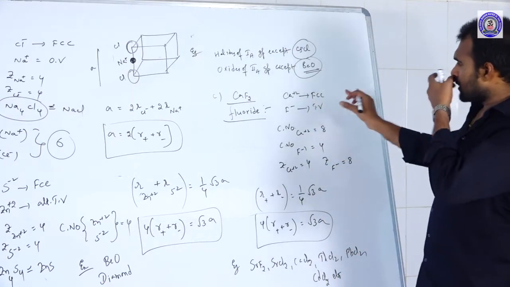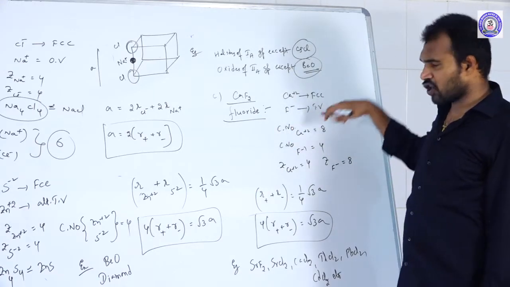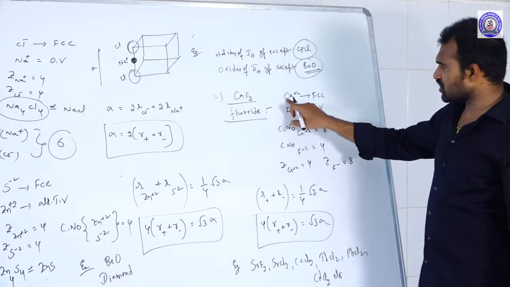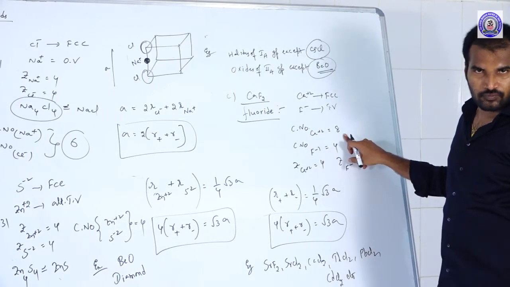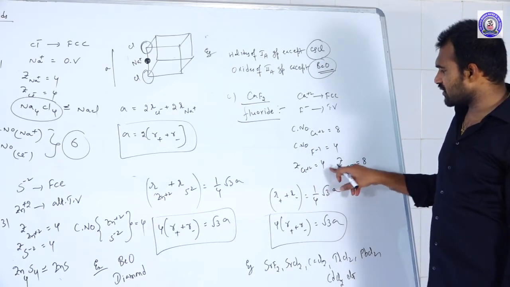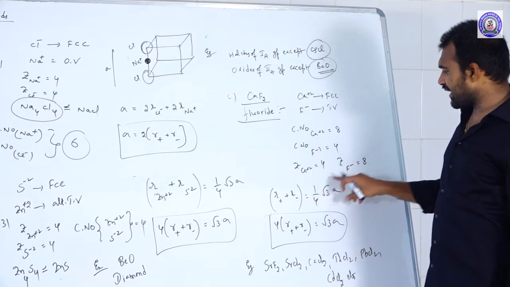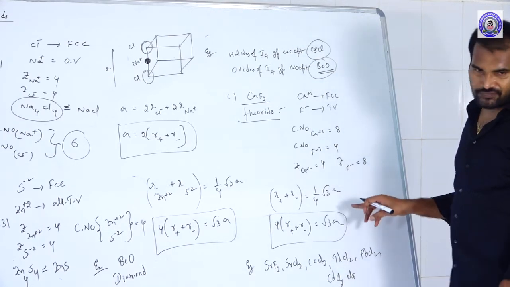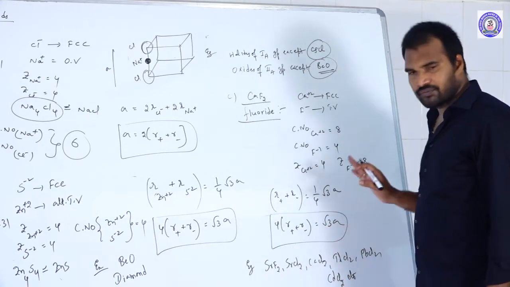Once again, in calcium fluoride, the calcium ions form an FCC lattice, and the fluoride ions occupy the tetrahedral voids. So the coordination number of calcium will be 8, and that of fluoride ions will be 4. The effective number of calcium ions is 4 and of fluoride ions is 8. So the formula will be Ca4F8, the chemical formula of this unit cell. So this is the relation between the radius of ions and the edge length.